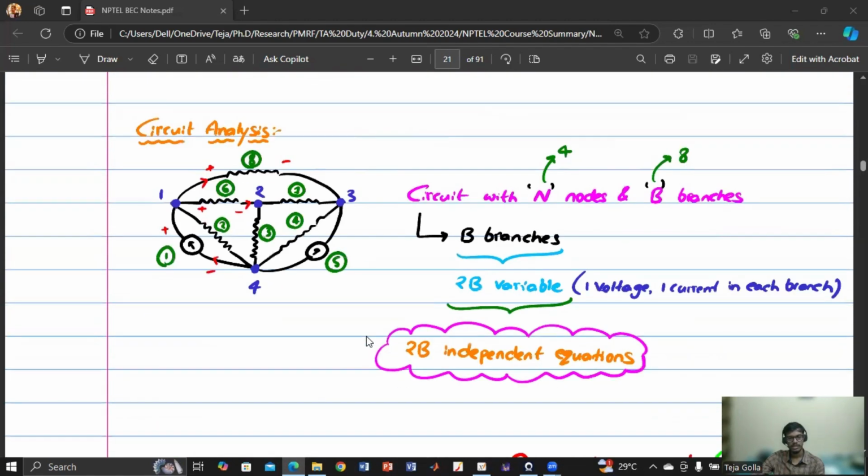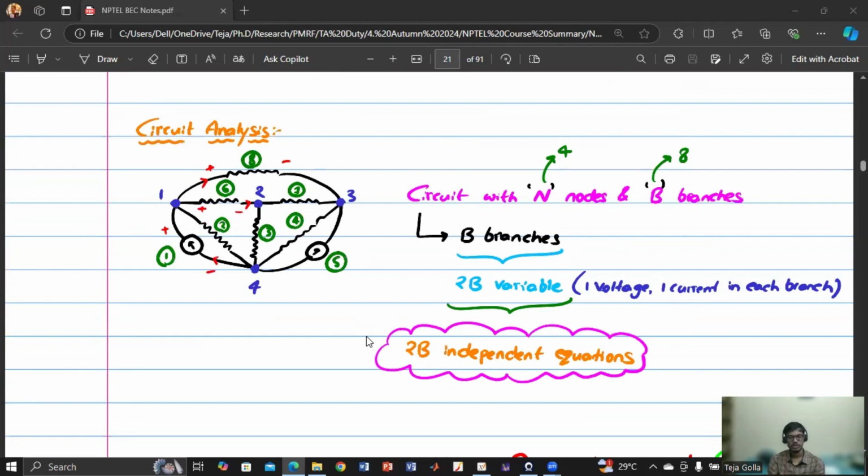Then we have seen circuit analysis. When discussing circuit analysis, we generalized the discussion by considering a circuit with N nodes and B branches. In this circuit, we have four nodes, and say B branches, here we have eight branches.